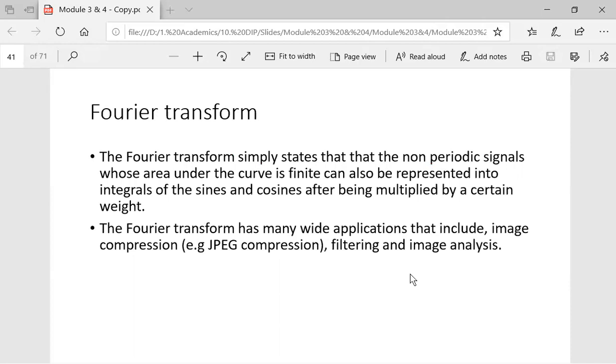So it simply states that it is all about the non-periodic signals. Fourier series was dealing with the periodic signals. Fourier transform deals with the non-periodic signals, whose area under the curve is finite, and which can also be represented as integrals. The Fourier transform has many wide applications that include image compression, filtering, and image analysis.